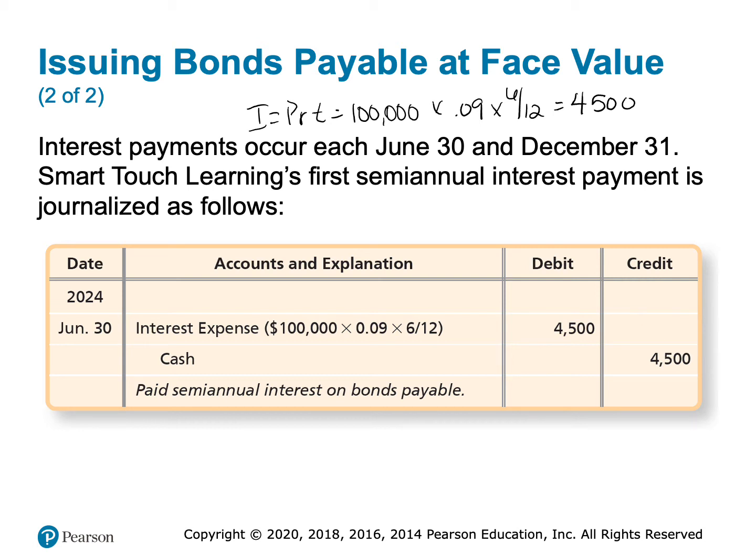So I want to point something out. At the end of 5 years, we will have paid out $45,000 in interest. Okay, because over the next 5 years, we're going to pay interest twice a year for 5 years, so that's 10 times at $4,500. We'll have paid $45,000 in interest. So it cost us $45,000 to borrow $100,000. Okay. That's the power of compound interest.